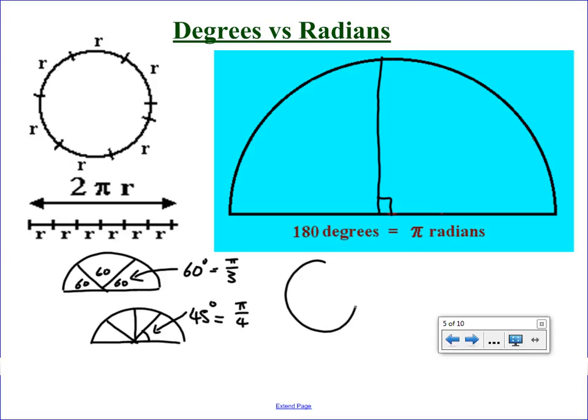What about the whole circle, all the way around? Well, if half of it is pi, then the whole way around must be 2 pi. Exactly. So 360 degrees is 2 pi radians. And when we do the formulae that we're going to do next, we must be in radians.